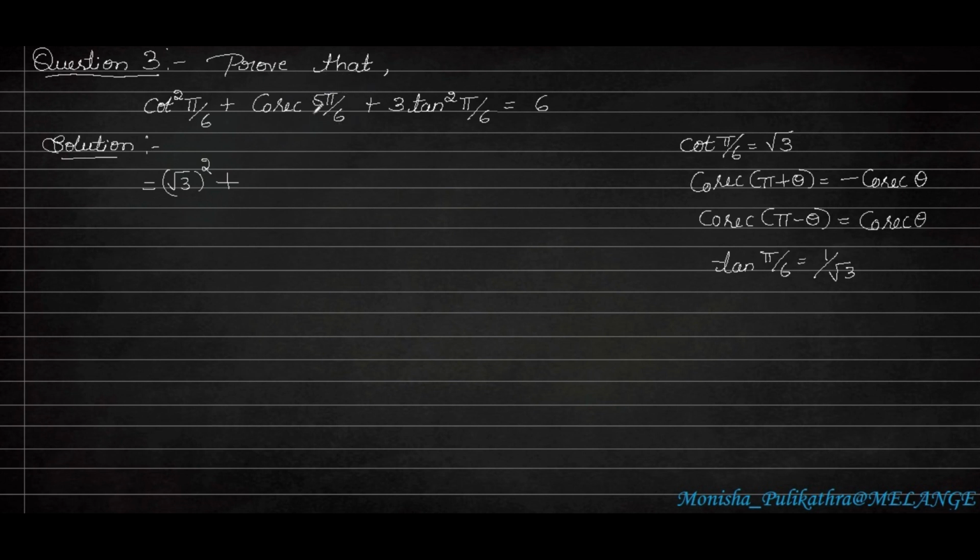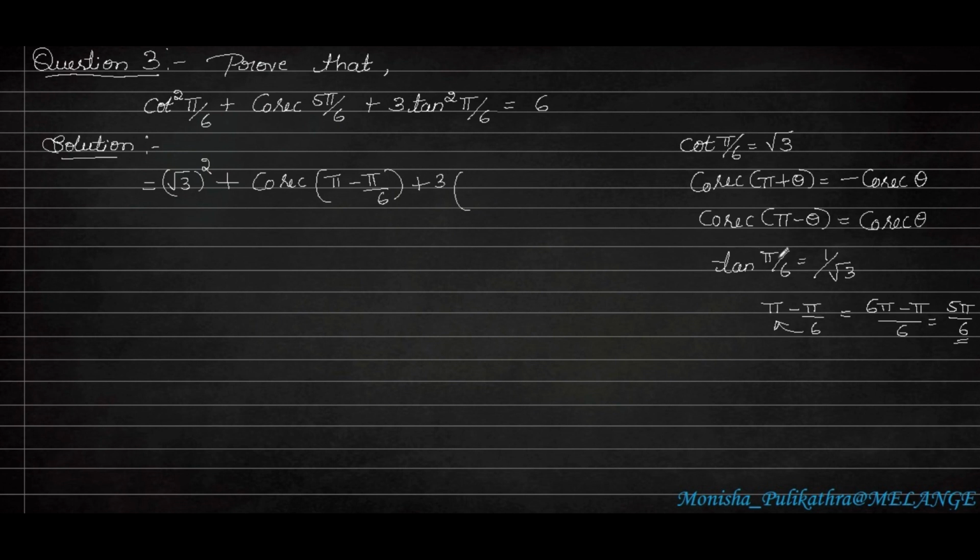5 pi by 6 value is not there in the table, so we can simplify it to a reducible one. That is pi minus pi by 6. So what is pi minus pi by 6? See here, pi minus pi by 6. When you take an LCM, it will become 6 pi minus pi by 6. 6 pi minus pi is 5 pi by 6. So pi minus pi by 6 is also equal to 5 pi by 6.